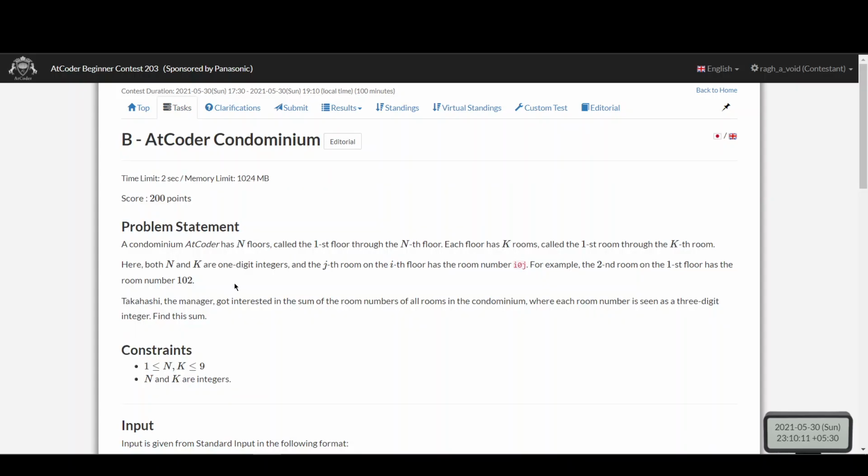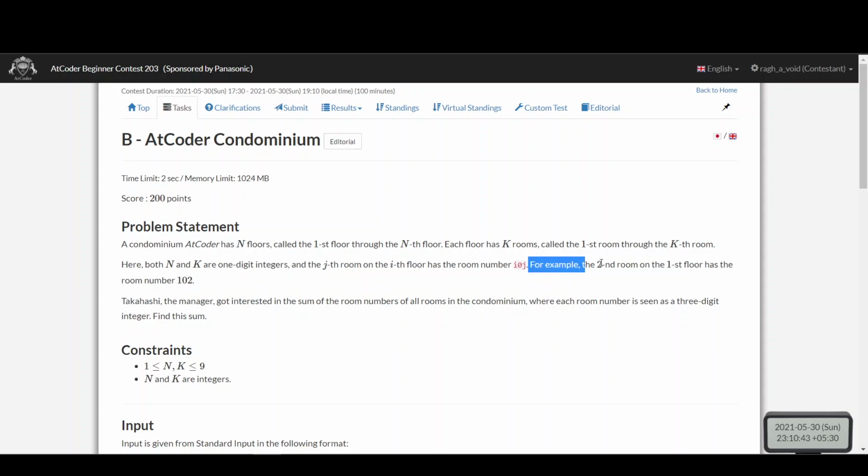So what the second problem said was there was a hotel sort of thing and it had n floors which had numbering from 1 to n, and each of the floors had k rooms and the numbering of the rooms was from 1 to k. Now what it also said was that n and k are both one-digit integers. So the numbering of the room was something like this: I0j, where I is the ith floor and j is the jth room on that floor.